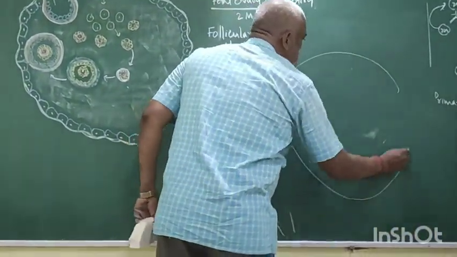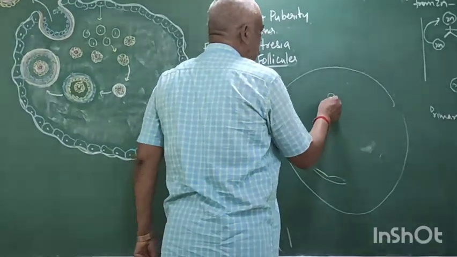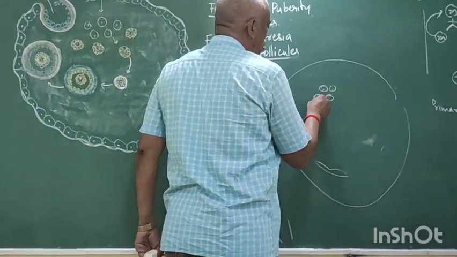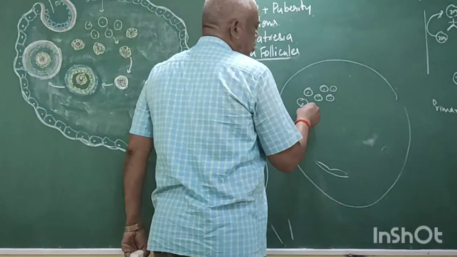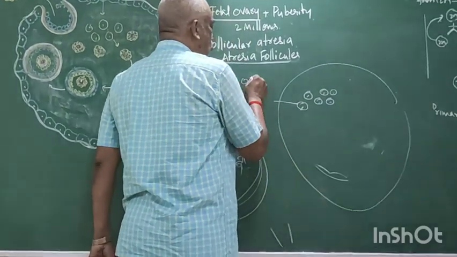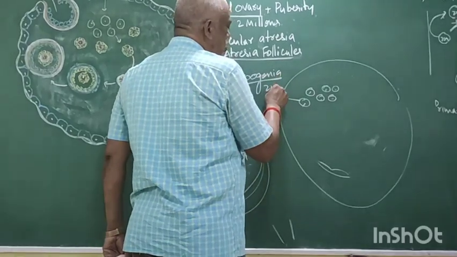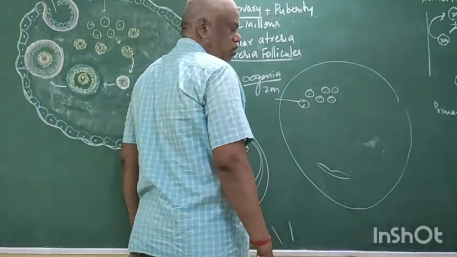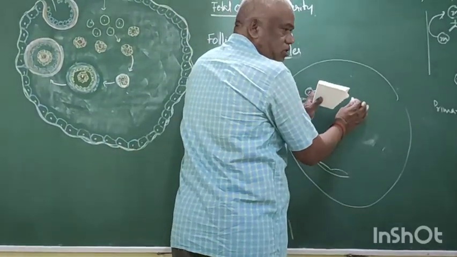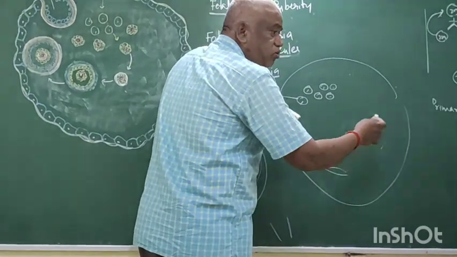Now, this is oogonia. How many? 2 millions. Right? After this, the 2 millions are divisible into batches.